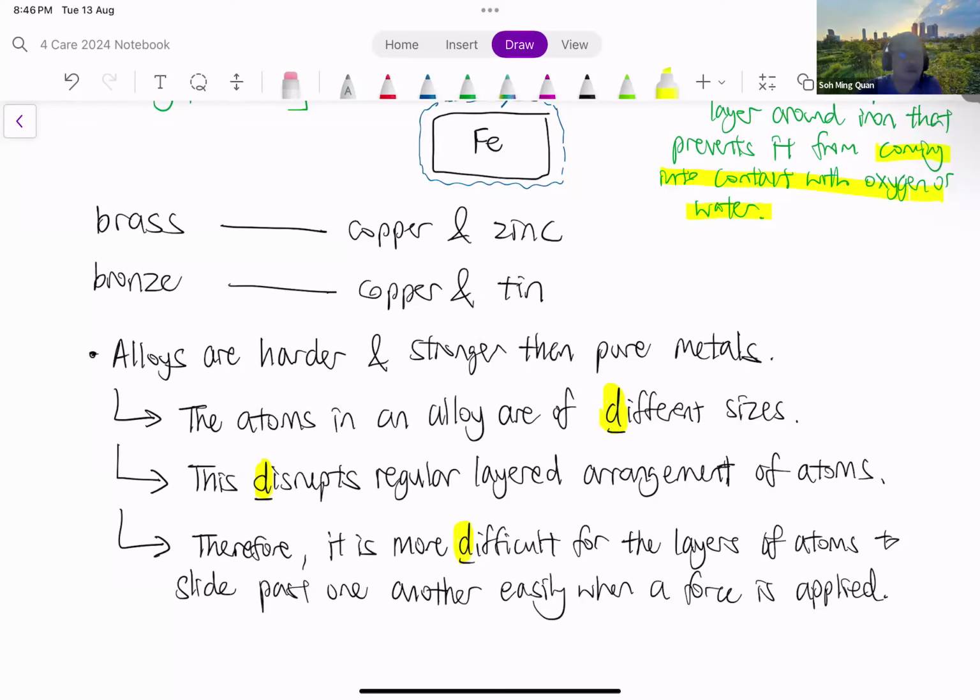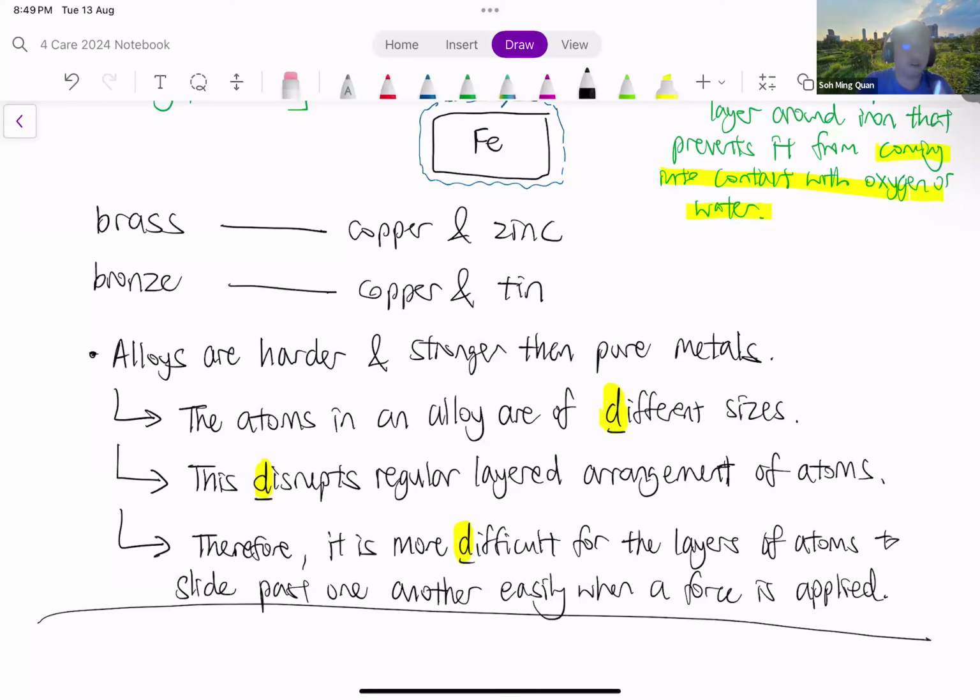Okay, so this is the main reason why alloys are harder and stronger than pure metals. And because of this, alloys are widely used. They are widely used in construction. They are widely used in making objects as well, because you do not want your objects to be deformed so easily. Okay, so let's pause the recording for a short while for you to take this down before we move on to the chemical reactivity series of metals.